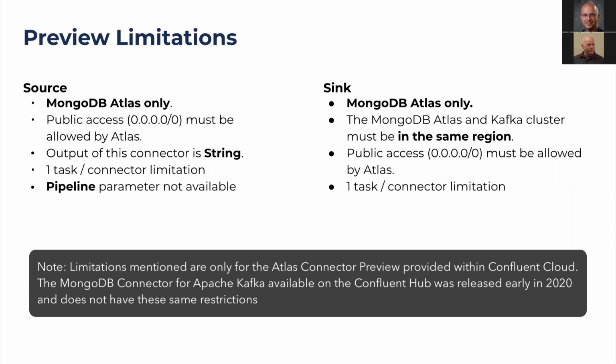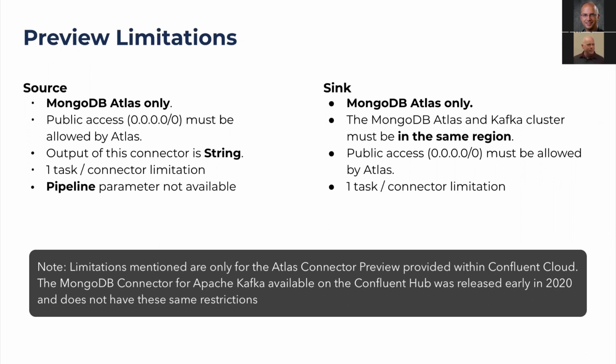Another thing, for the purposes of the preview, for the source and the sync, you need to define public access in Atlas. So you need to go and open up to 0.0.0.0/0 to allow this to Atlas. And this is because of a limitation in Confluent Cloud where public IPs are not yet exposed in a way that you can specifically limit your Atlas access to Confluent Cloud. Hopefully we'll be working with that to get that resolved before GA.